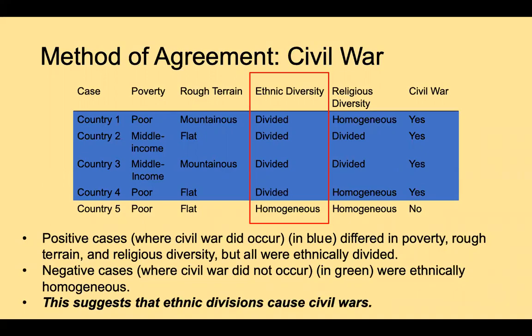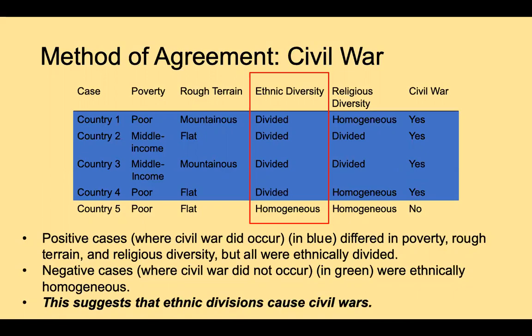And again, I want to stress to you that this is not a definitive statement of truth. This is what this data, this artificial data, suggests. We've got 5 made up countries here with different values on different variables. And at least according to this empirical information, ethnic divisions cause civil wars.